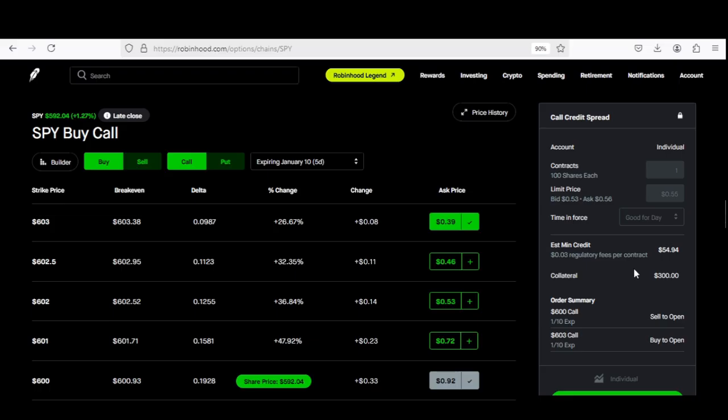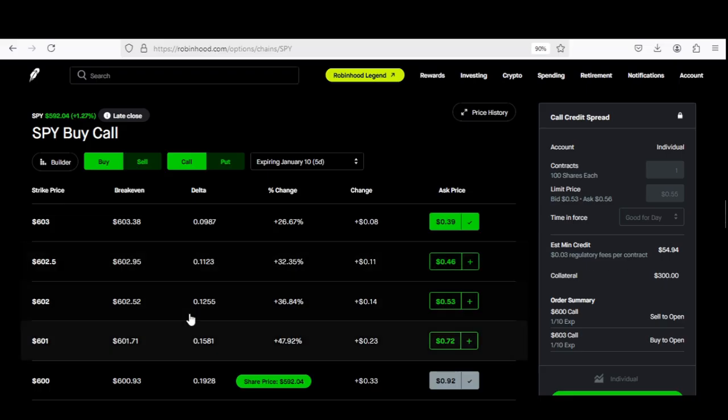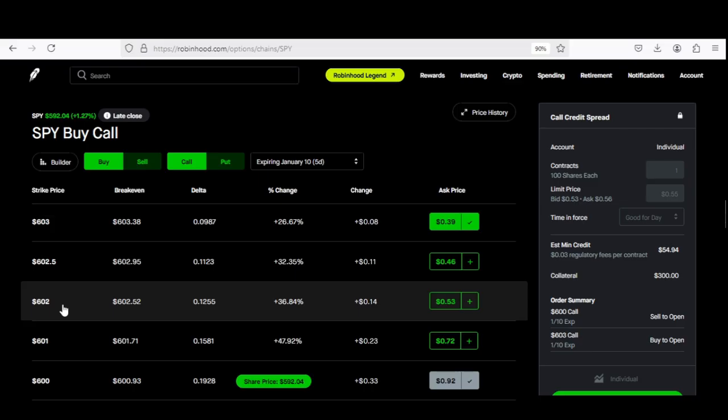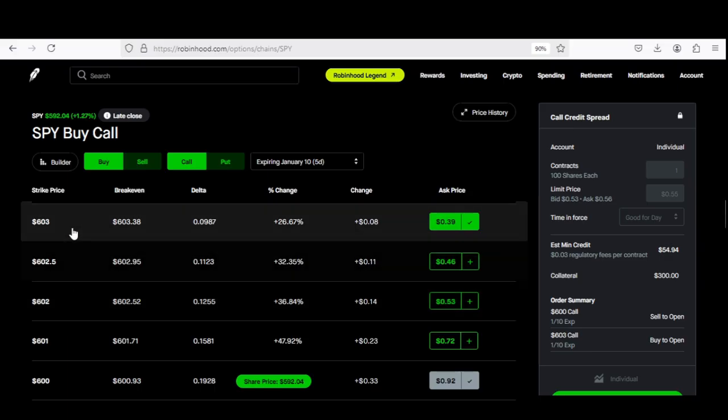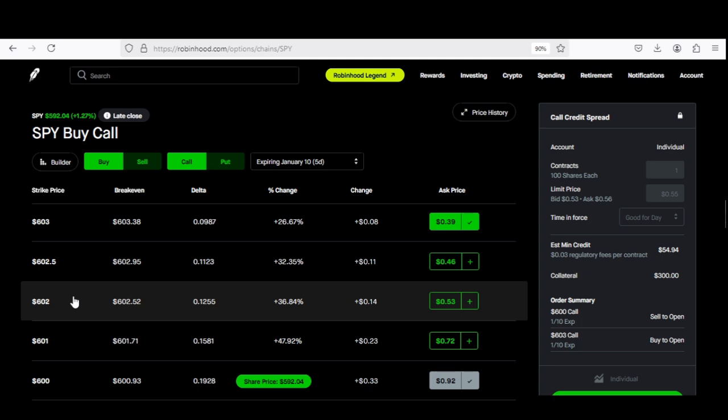So let's just say, for argument's sake, come expiration date, SPY is trading at 602. So now your collateral released back to you is going to be probably about $100, which is going to be the difference between 603 and 602. So that is the third way this trade could go.